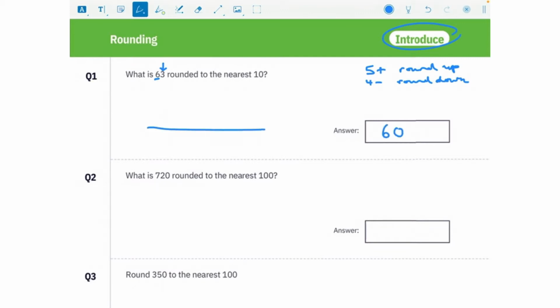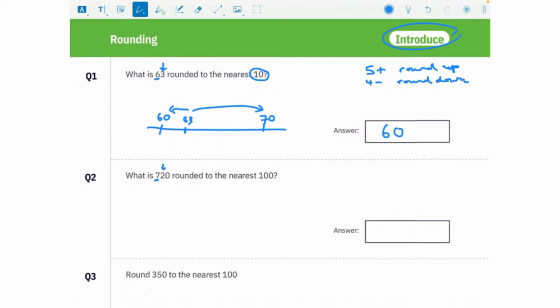Think about your number line. We've got 60, we've got 70, 63 is about here, and we're saying, what's the nearest 10 or multiple of 10? So we can see that that rounds down to 60 because it's a lot further to round up to 70. But just checking that next number, that's all we need to do. So question number 2, what is 720 rounded to the nearest 100? So 7 is the number in our hundreds column. Always check the next column over. And in this case, that's a 2.